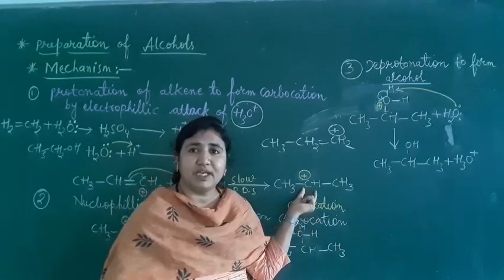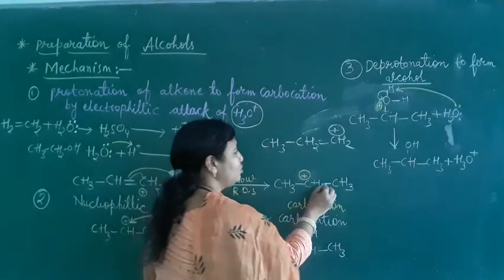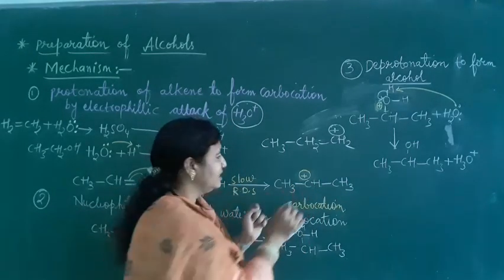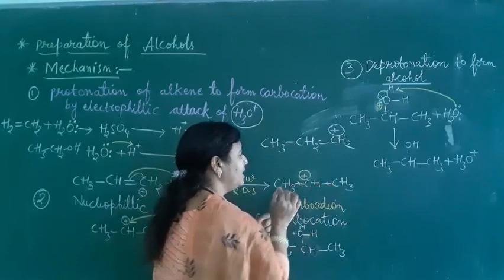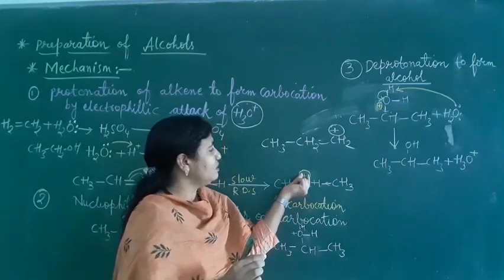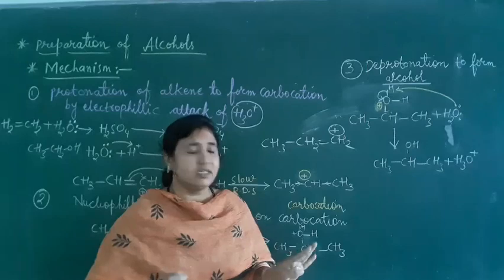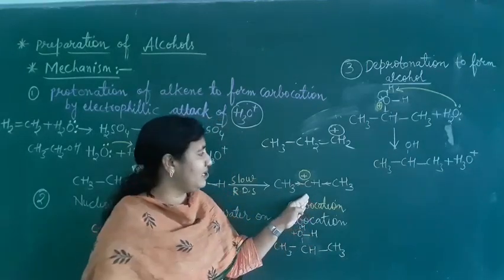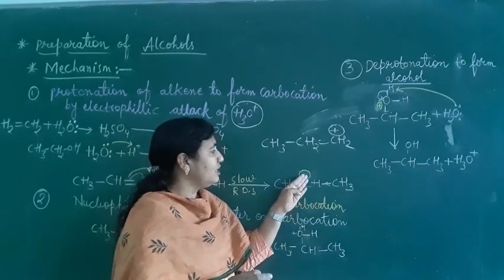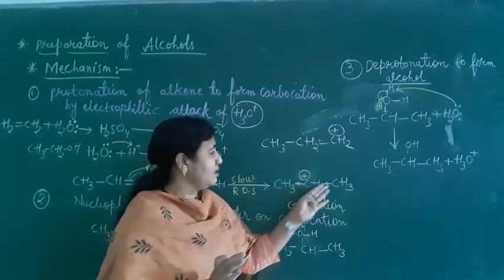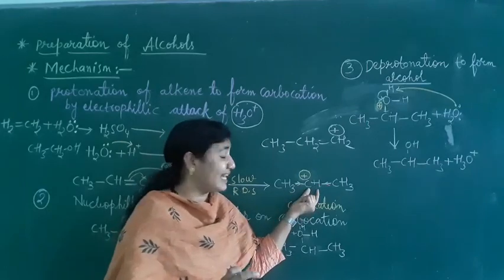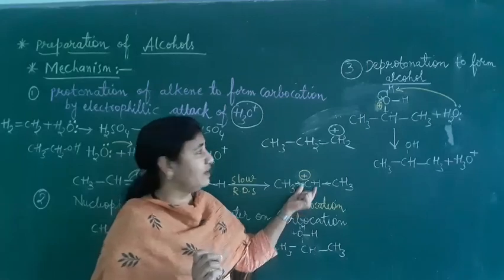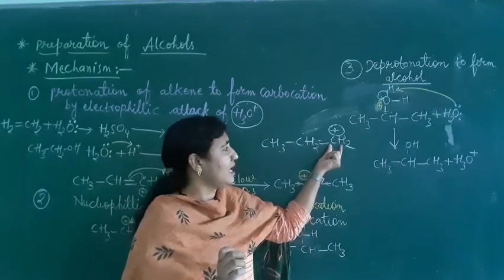This secondary carbocation is more stable here. Why? Because two methyl groups are there. Due to the inductive effect, the plus I effect, these CH3 groups donate electrons here. Due to that, this plus charge becomes stable, because they are providing electrons, so it is not fully positive. So this secondary carbocation is more stable due to the inductive effect compared to the primary carbocation.